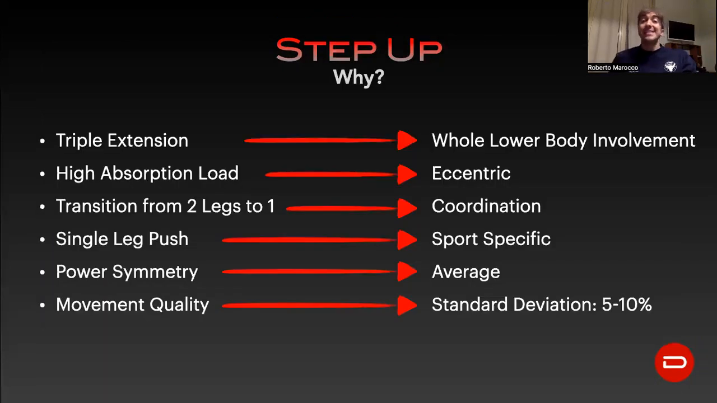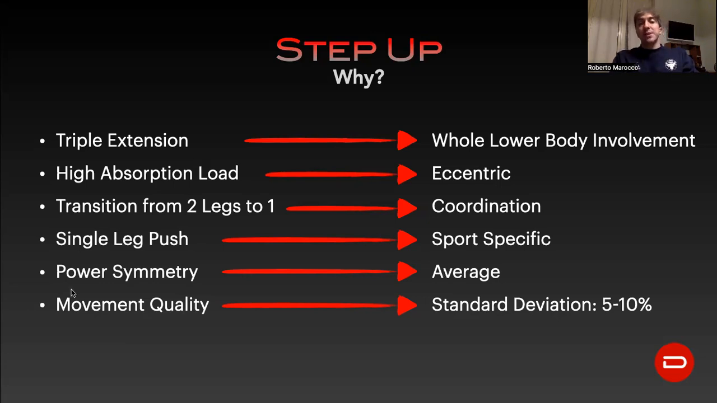For me, this is a really important exercise in basketball for a lot of aspects. First, there's a triple extension. Ankle, knee, hip are pushing all together. All lower body is involved. Then there's a high absorption of load in the eccentric phase. There's a transition from 2 to 1 leg, so the coordination aspect is important. There's a single leg push, really sport specific. Then I check left and I check right for the power expression. And I control with the software the average of every set.